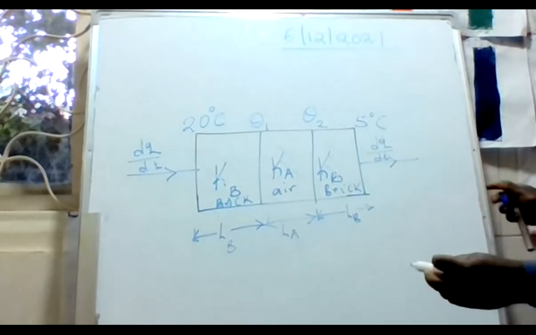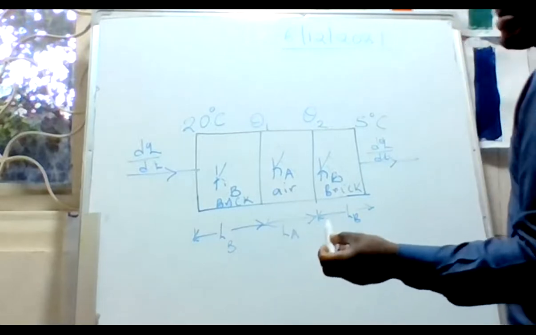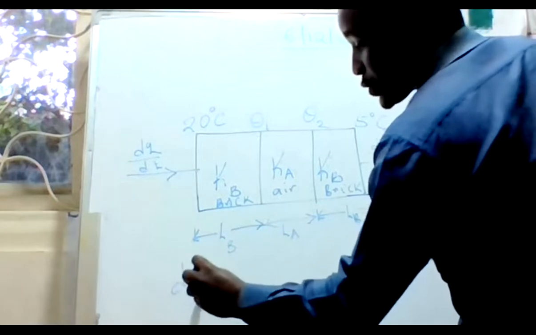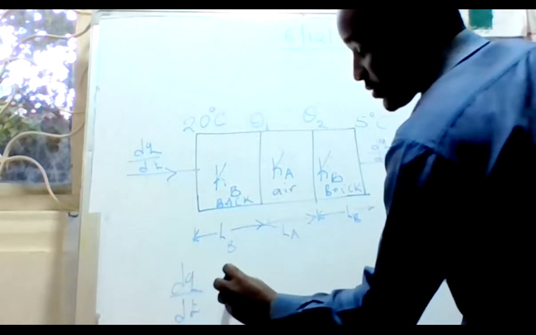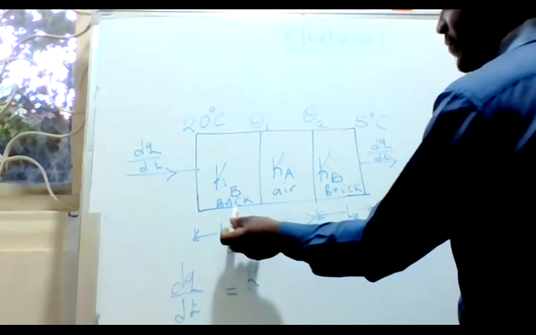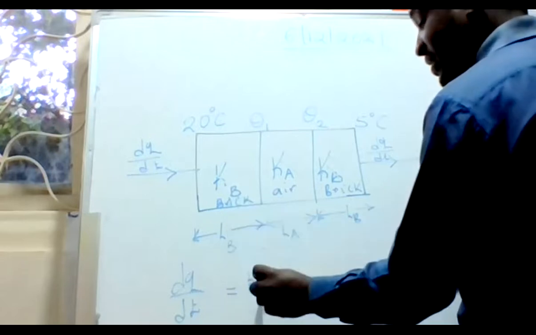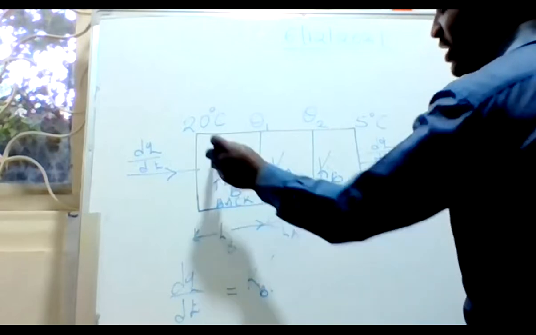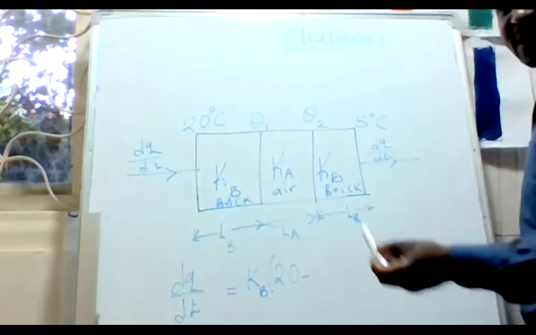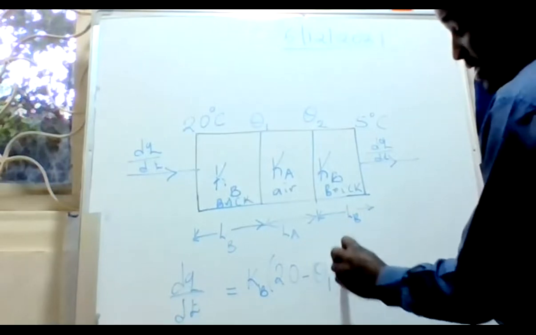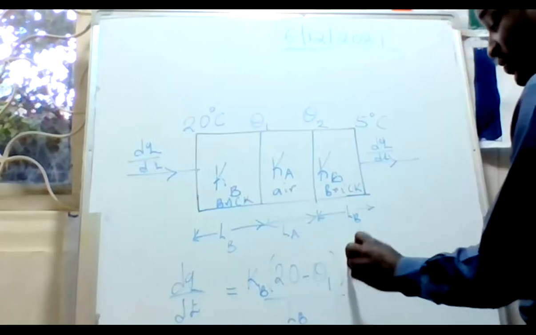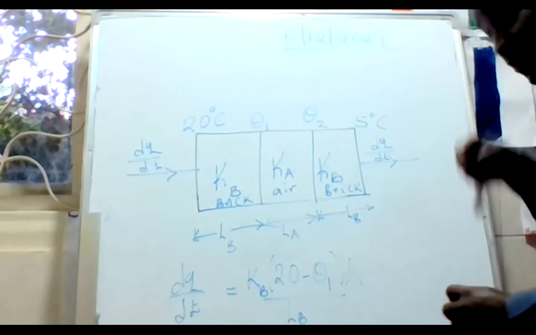Now I'm going to write down my equation relating heat flow and the conductivity. We know that the rate of heat flow, dQ/dt, is equal to the conductivity K, here from the brick, times the temperature gradient. Here the temperature is decreasing from 20 to θ1. Then divide by the length to make it a temperature gradient, times the cross-sectional area of that surface.